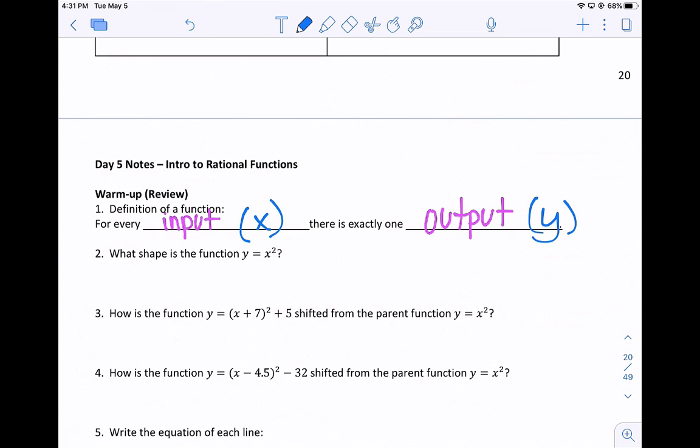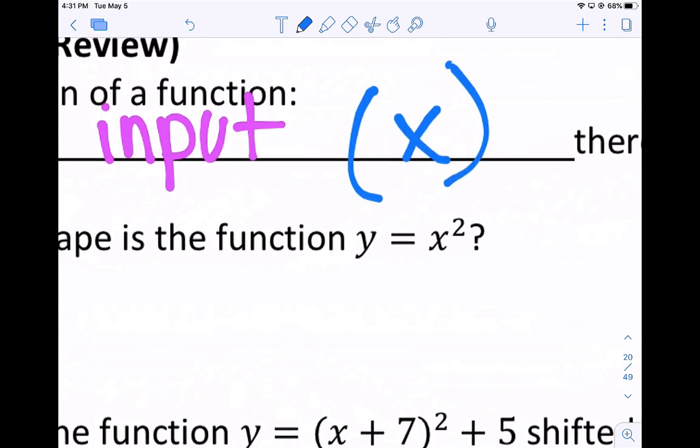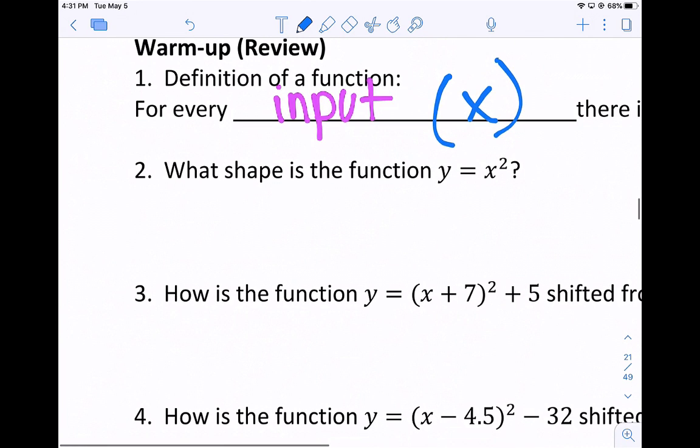In first semester, we also looked at several different types of functions, several different types of parent functions, and one of them that we studied was a quadratic, and we also looked at this extensively second semester. What shape is the function y equals x squared, your quadratic? And hopefully you remember that that's a parabola or a U-shaped graph.